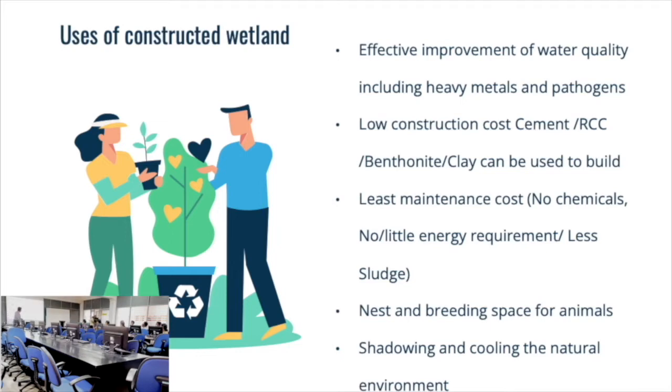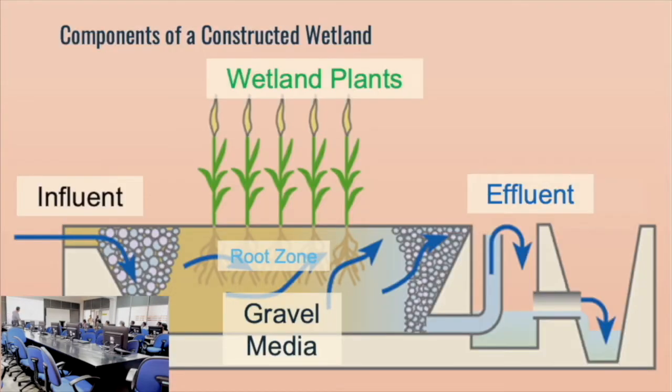So quickly let's go through the main components of the constructed wetland. First we have the influent, where the wastewater comes in, and second the bedding media, which we call gravel media. Then the wetland plants are there. Then the root zone, a very special zone where the treatment happens, and the effluent. So these are the main components of our wetland system.